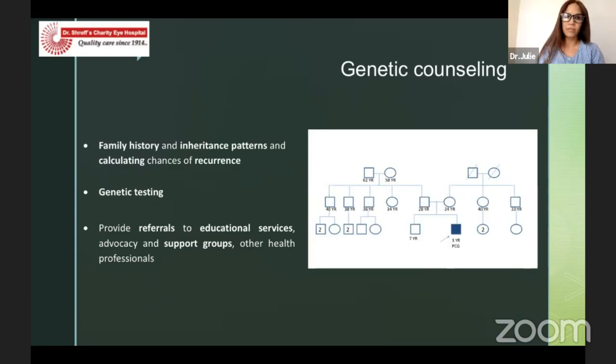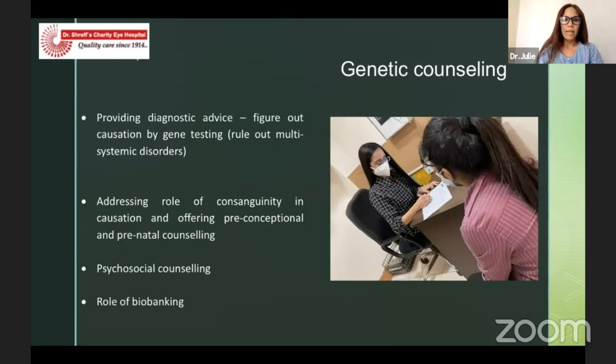The genetic counseling is also very important. We have to draw a pedigree chart and determine the inheritance patterns and calculate the chances of recurrence. We have to inform them that genetic testing is possible, and also we have to address the role of consanguinity, because that plays a big role in the occurrence of PCG. And we must also offer preconception and prenatal counseling, and the role of biobanking.